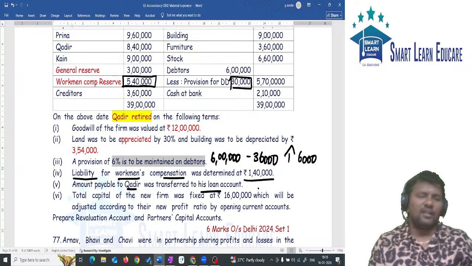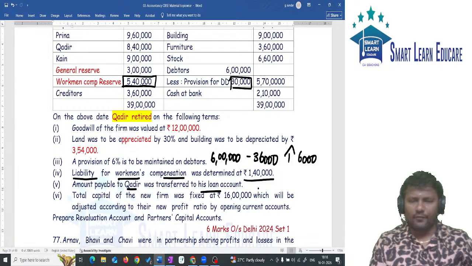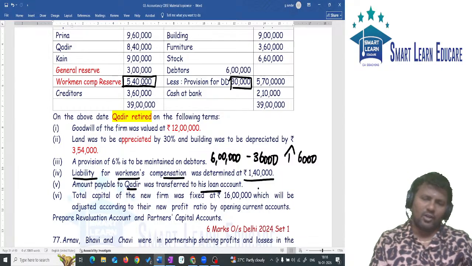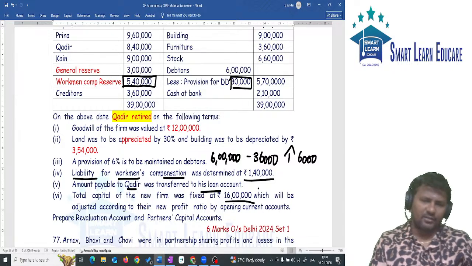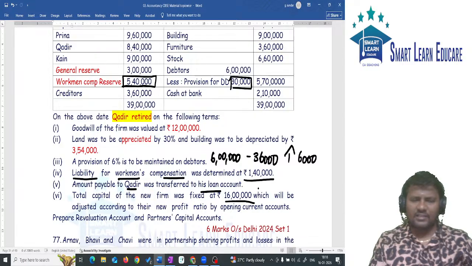Interesting adjustment is that the total capital of the new firm is 16 lakh. For the new firm, the continuing partners' total capital is given, and it is adjusted according to their new profit sharing ratio by opening current accounts.